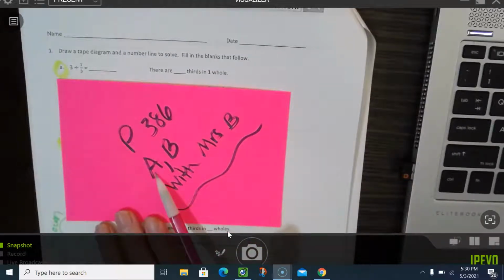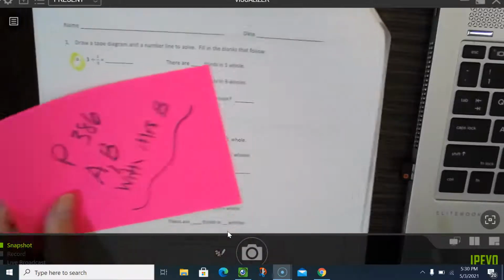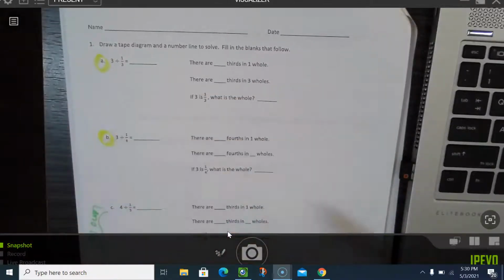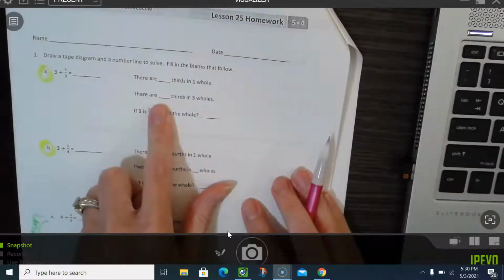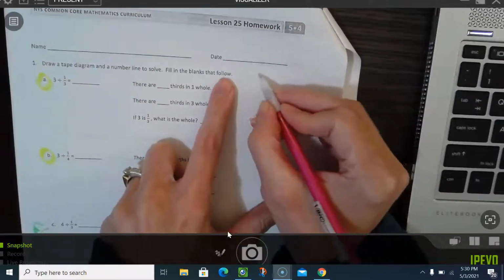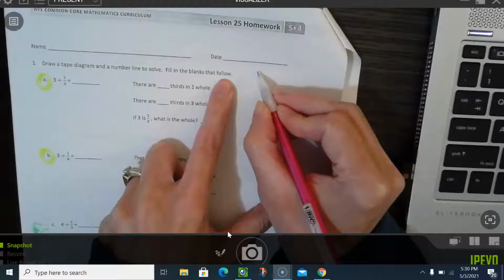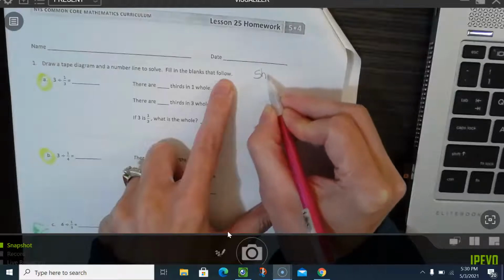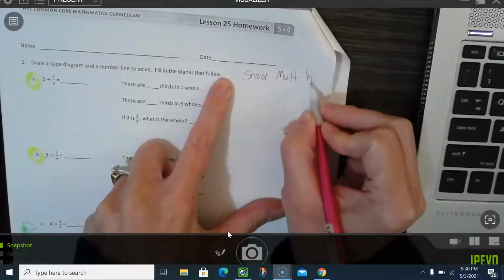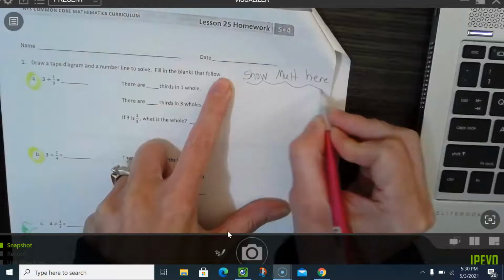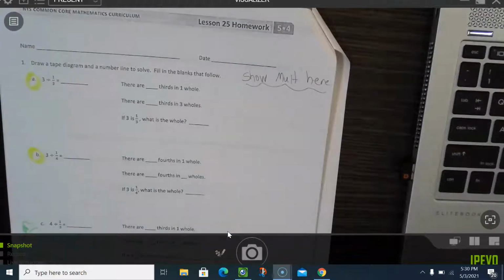You're going to be working problems A and B with me. So I've got those marked. A and B will be with me, and then C and D on the next slide will be on your own. So what I want you to do is we're going to do the tape diagrams, and then we are going to use this spot over here to show our multiplication. So you should be writing this down: show multiplication here. Just make that little squiggle, and then we'll be sure to do that when we are done. So let's go ahead and do the first two.